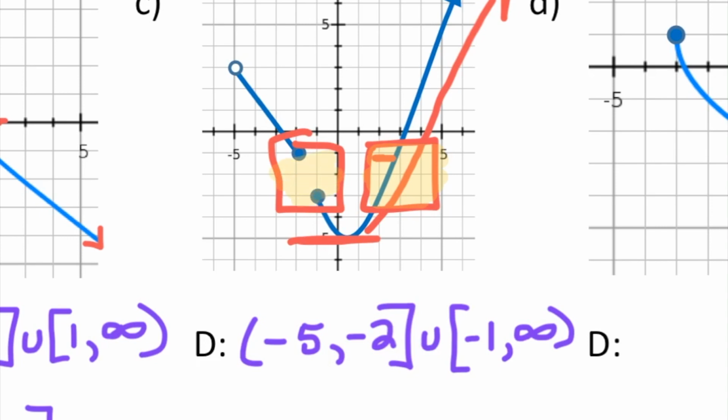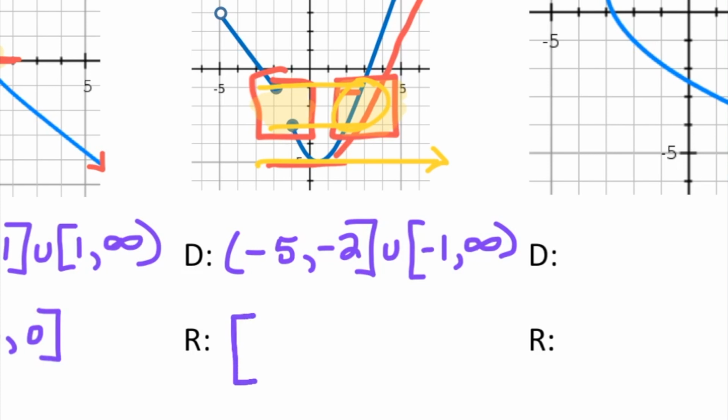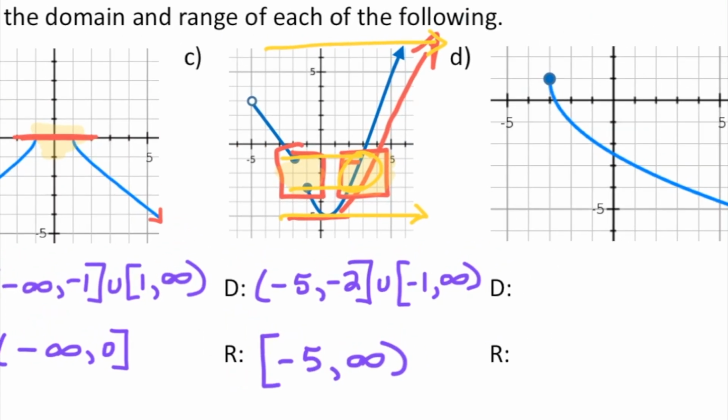And if you really just think about this whole graph as going from the bottommost part of the graph to the topmost part of the graph, these two places aren't missing y values because of that. So the bottom of the graph is and includes negative 5, and it goes up to positive infinity and is not missing any y values.